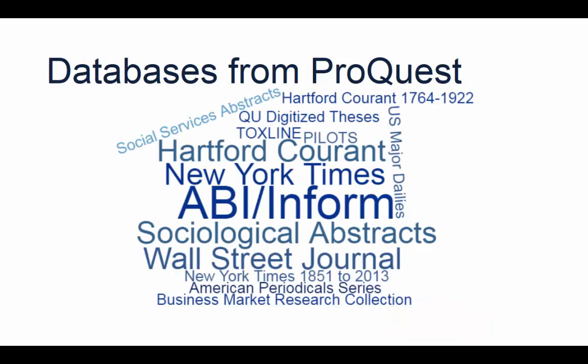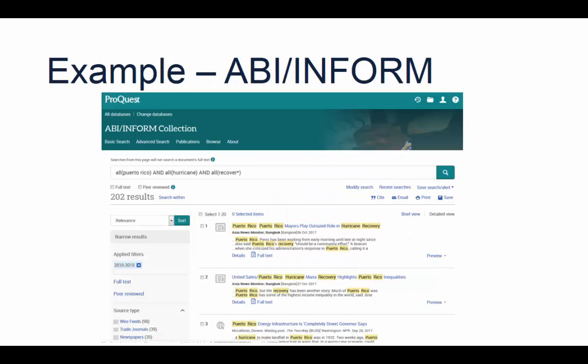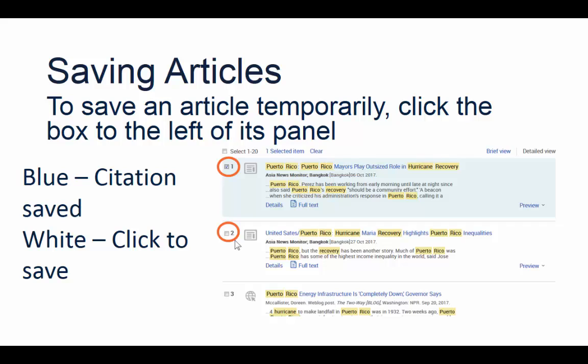Here's a web of some of the databases provided under ProQuest. For this example, we will use ABI Inform and a search on Puerto Rico's hurricane recovery efforts. For any article that looks interesting, we'll save its citation into RefWorks.